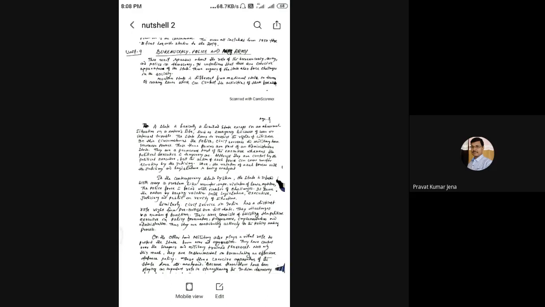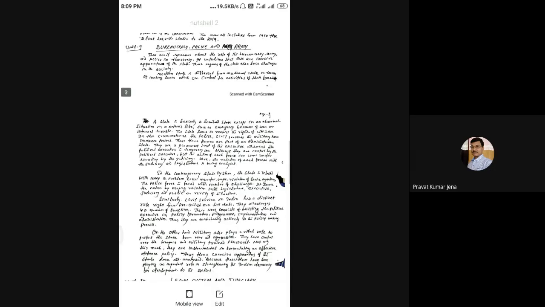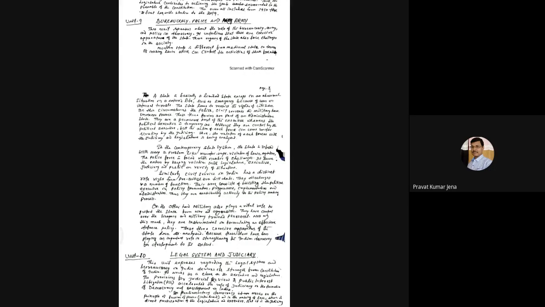Although these are three important institutions, the coercive apparatus, they are controlled by the political executive. That is no doubt. But the action of each force can come under scrutiny by the judiciary. So that is important. Here, the relation of each force with the judiciary and legislature is analyzed in this unit.